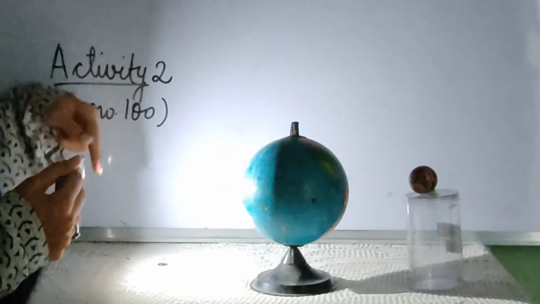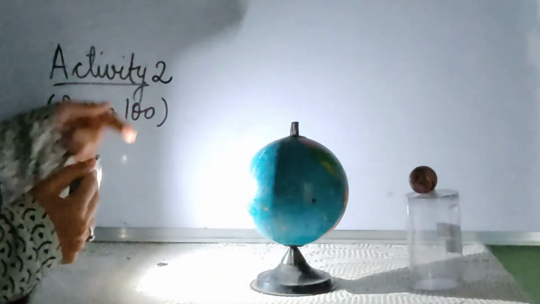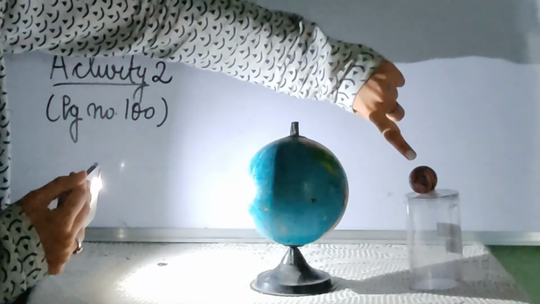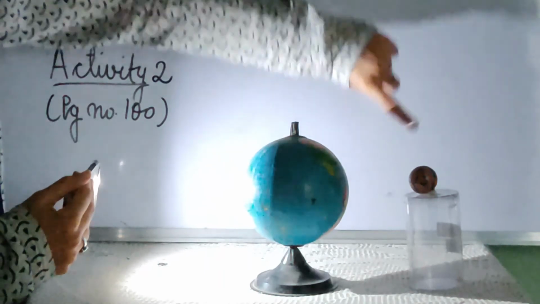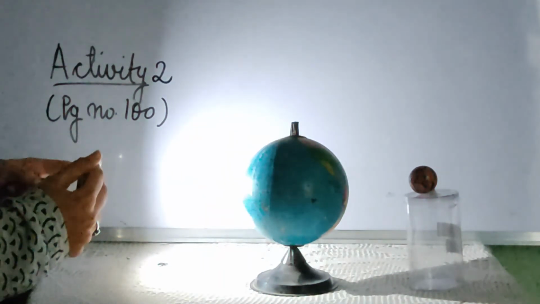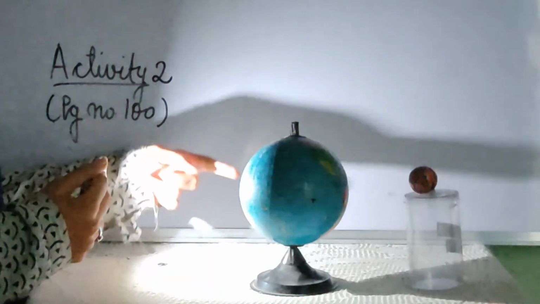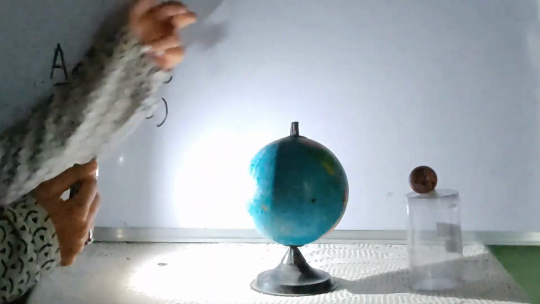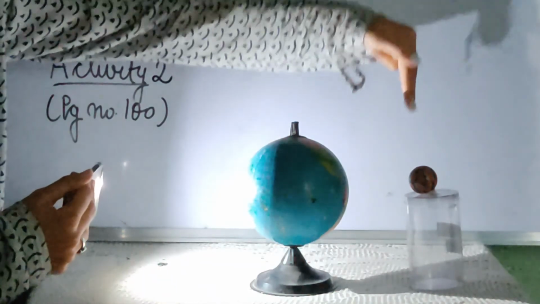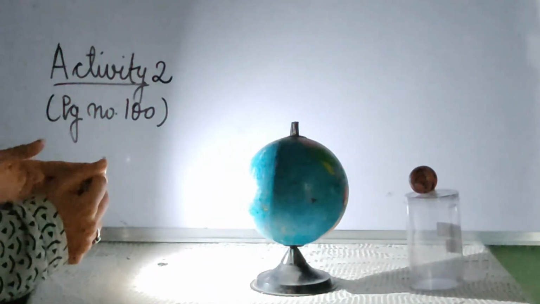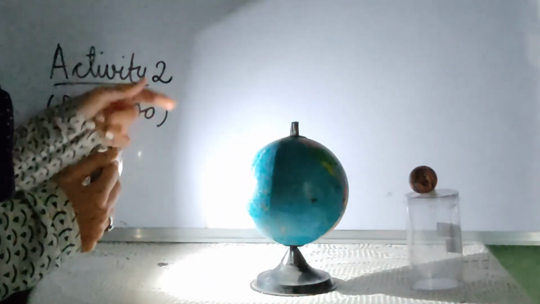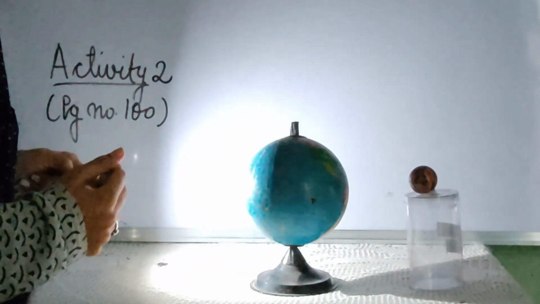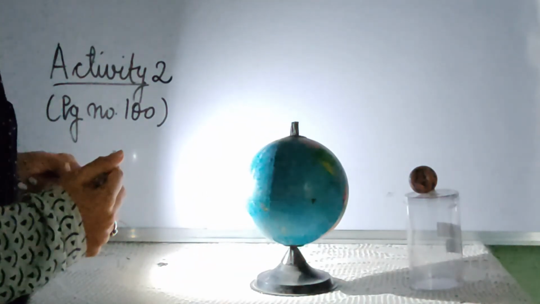Now you can see that because the earth is in between the sun and the moon, the earth has cast its shadow on the moon. So we can see that when the earth comes in between the sun and the moon in a straight line, and the earth casts its shadow on the moon, it is known as a lunar eclipse. Now you can see that we will not be able to see the moon from the earth. This is a lunar eclipse and this is how it occurs.